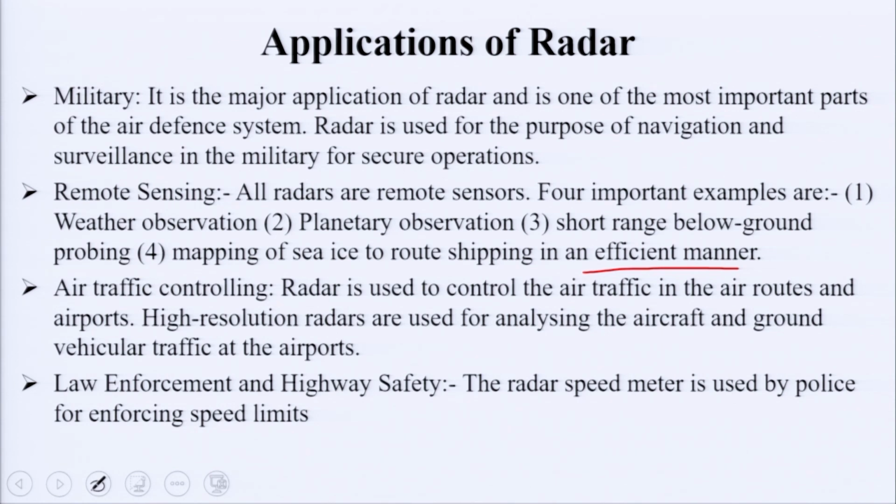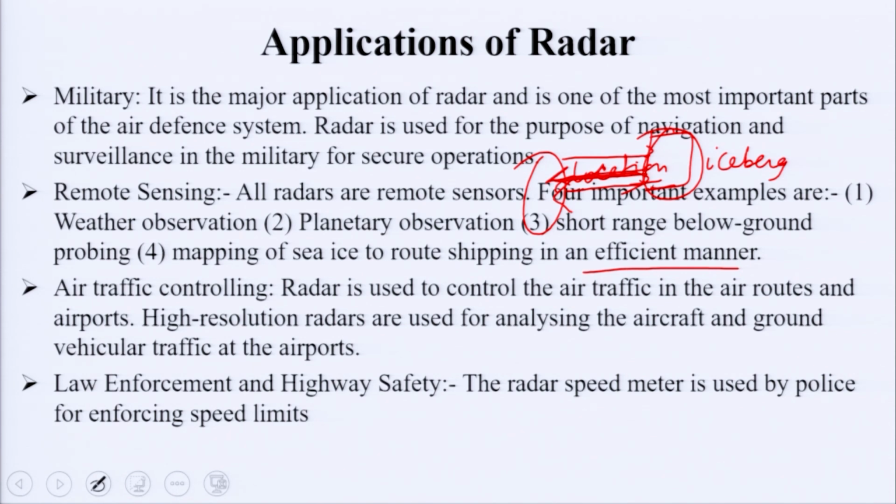Also in the sea, we send the signal, and if some obstacle, say an iceberg, is on the path, then it will reflect the signal, and this can be detected by the radar. In that case we are able to detect that there must be an iceberg, and what its range and location are. So, we can say that it is used for the efficient routing of shipping.